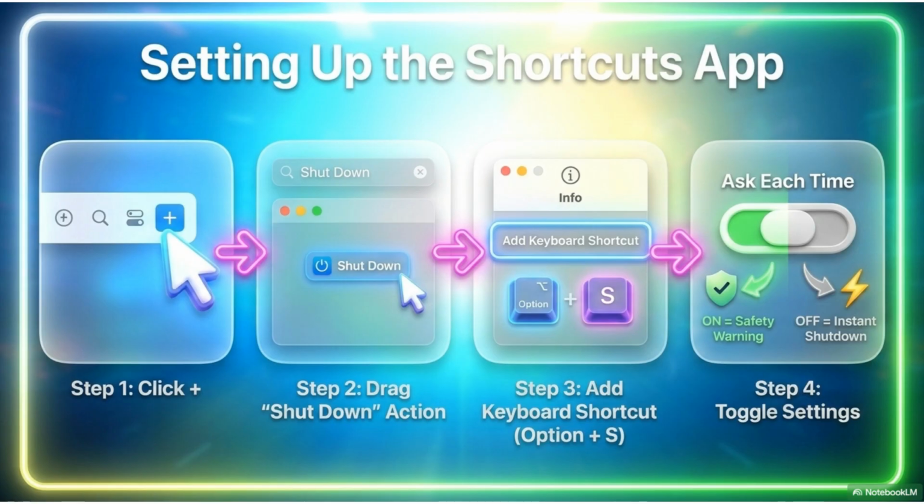Open the Shortcuts app and click the plus to create a new one. In the search bar on the right, type Shutdown and drag that action into the main area. Now, here's the pro tip. Click the eye icon for details and select Add Keyboard Shortcut. Set it to something like Option+S. If you want a safety net, make sure Ask Each Time is checked. If not, your Mac will shut down immediately when you hit the keys.